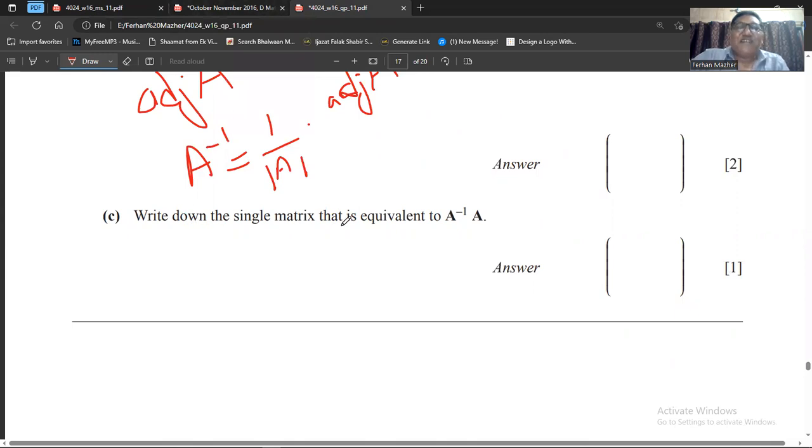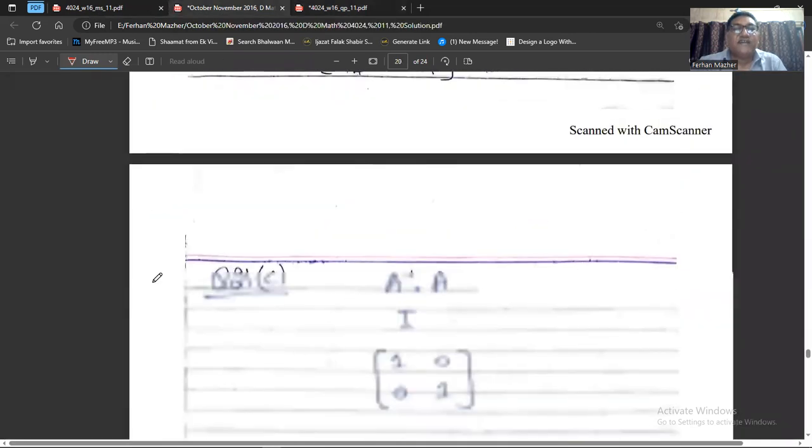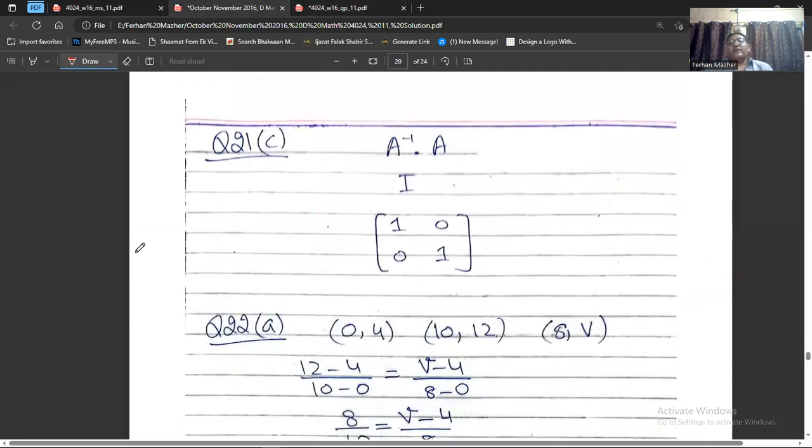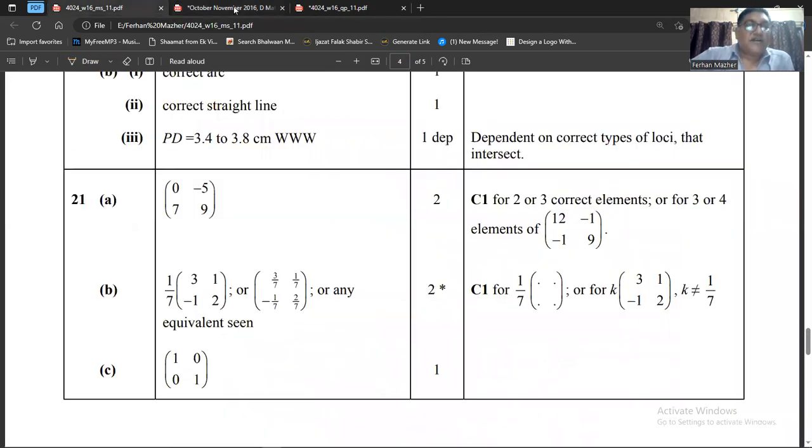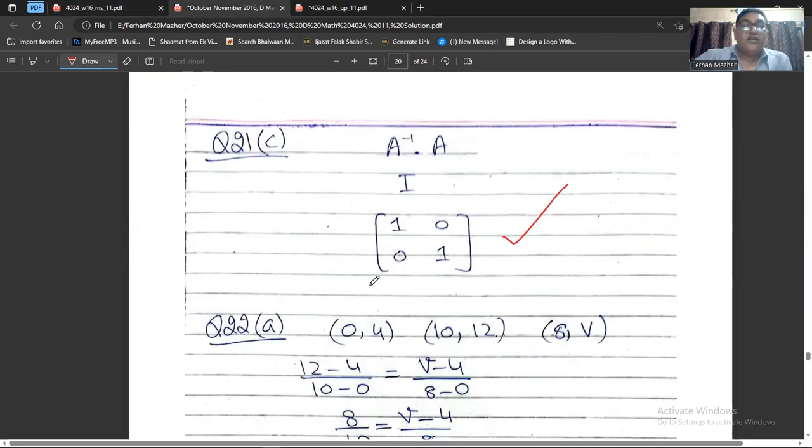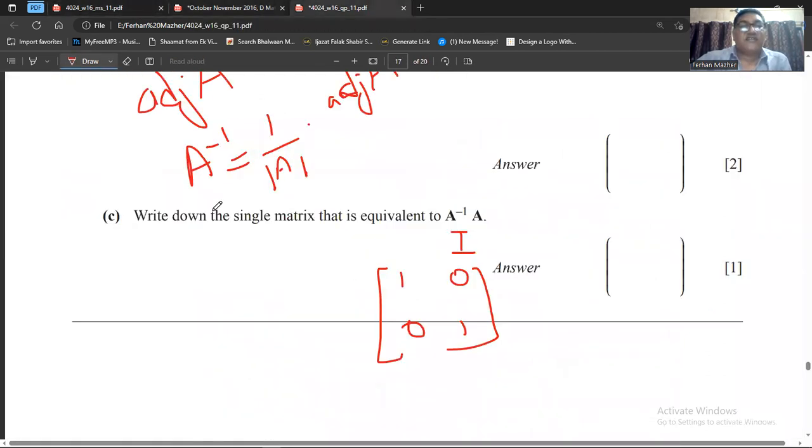I'll write down the single matrix that is equivalent to A inverse multiplied with A. When A inverse is multiplied with A, the answer is the identity matrix. And the identity matrix of order 2 by 2 is 1, 0, 0, 1. It's a 1-mark question. Let me show you. I've done this here also. So A inverse multiplied with A will be the identity matrix, and that is 1, 0, 0, 1. Question number 21C part, our answer is right, sir. So we are going to the next question.